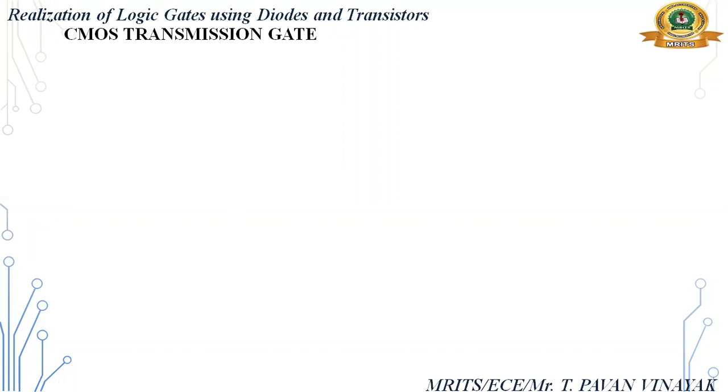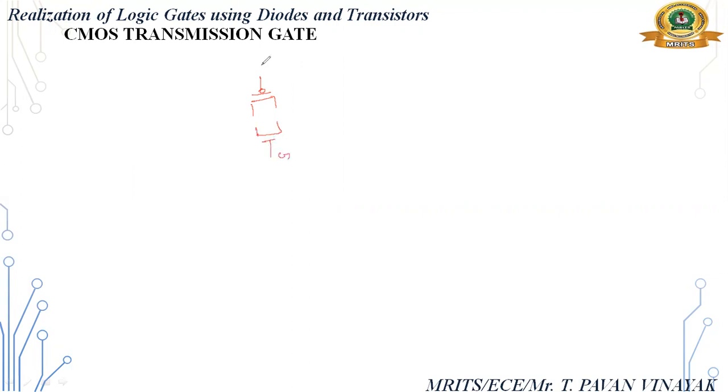Next will be CMOS transmission gate. So CMOS transmission, observe here. Transmission means we are transmitting information from one place to another. Suppose this is A, this is B. So we are transferring information from A to B using CMOS. For CMOS, we have P transistor and N transistor, right?